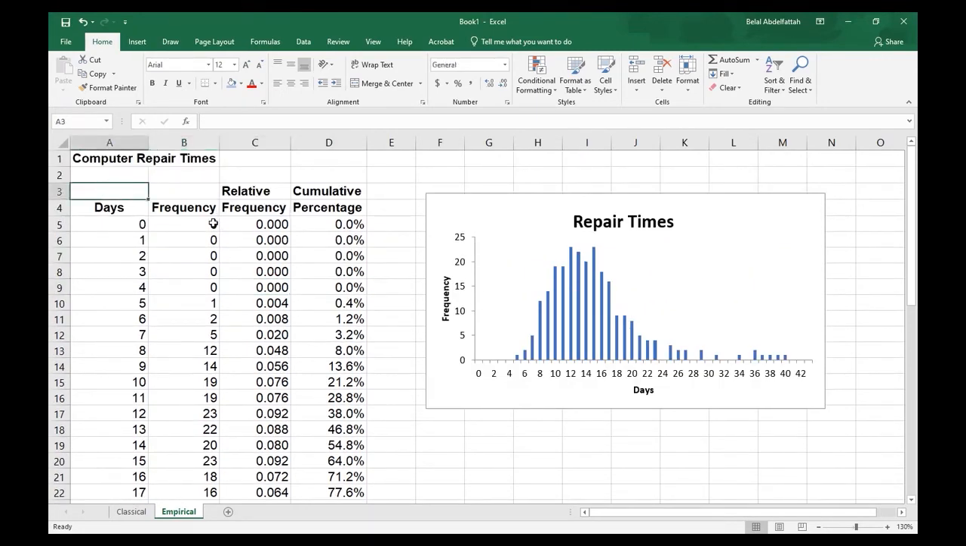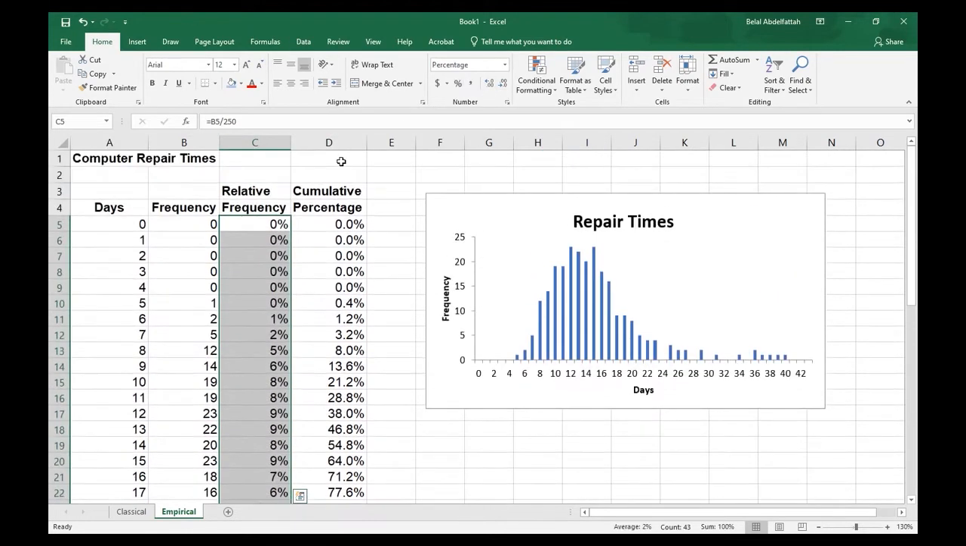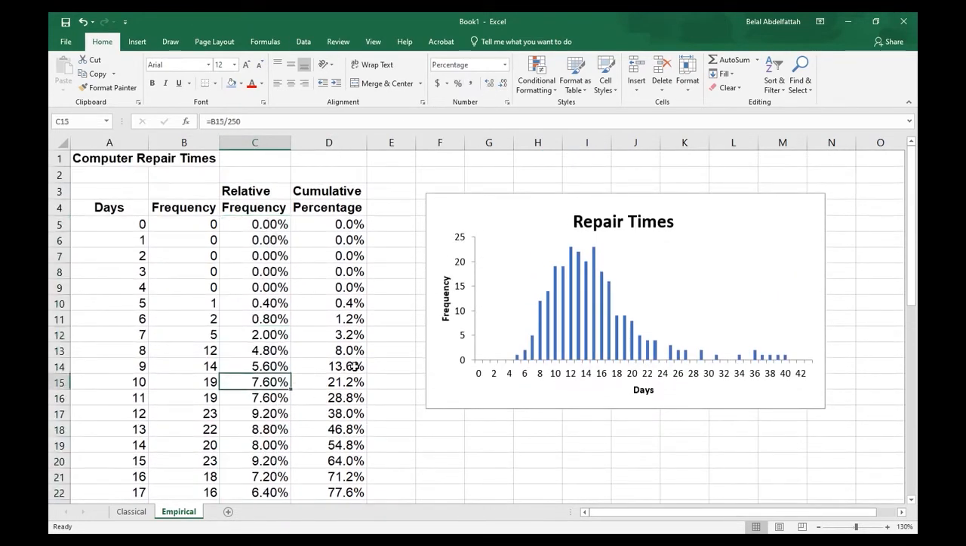Now, looking at this frequency distribution table, we could say that the probability of a computer being repaired in as little as 4 days is 0. Because you notice here, these are the probabilities that we were able to calculate. These percentages represent probabilities. If we're trying to examine the probability of a computer being repaired in exactly 10 days, then we can focus on the outcome that we have in our frequency distribution. This is not formatted to percentages, but I could go ahead and format that. That will give us 7.6% probability. So this is an empirical probability approach.